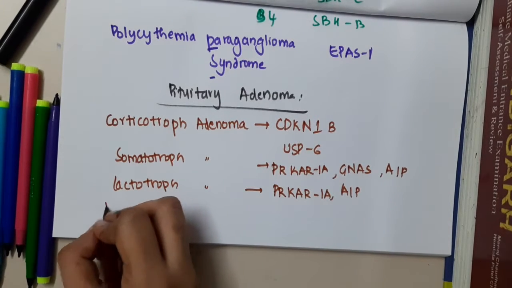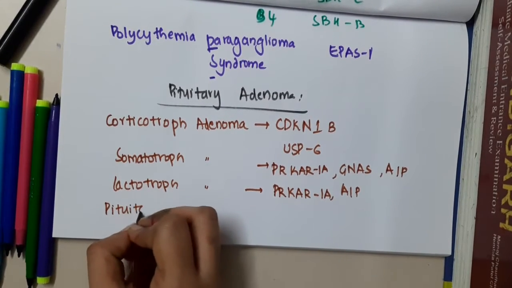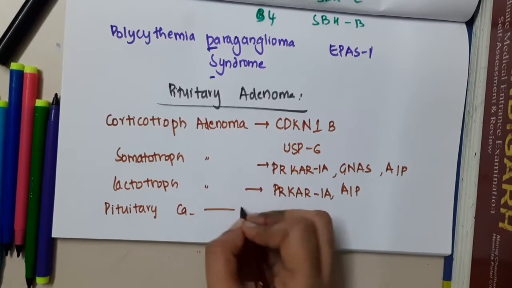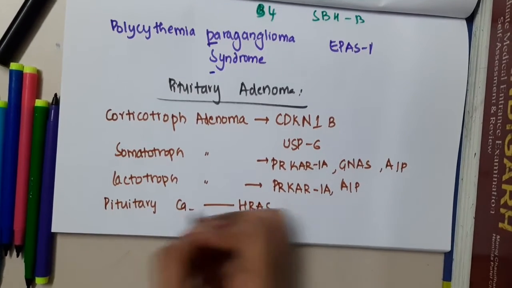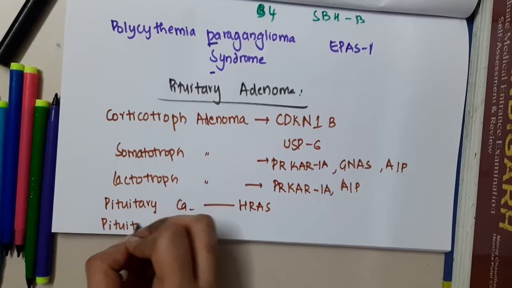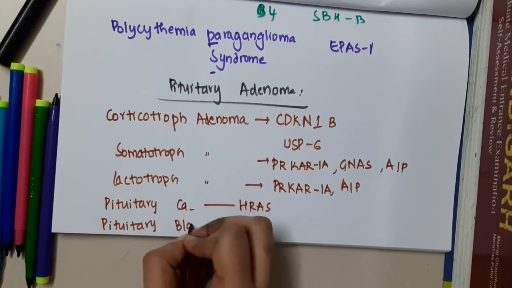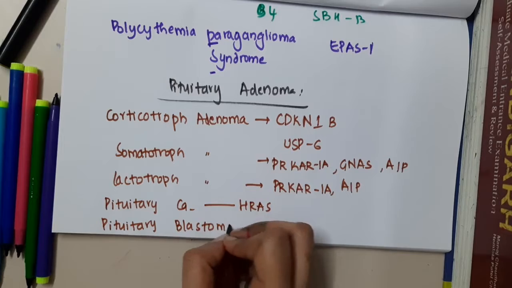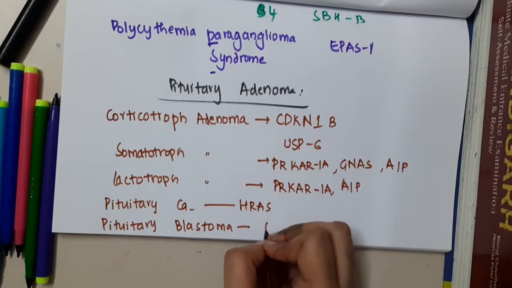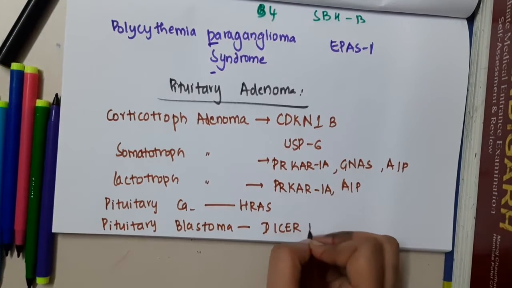Then we have pituitary carcinoma, which is associated with HRAS. We have pituitary blastoma, which is associated with Dicer 1.